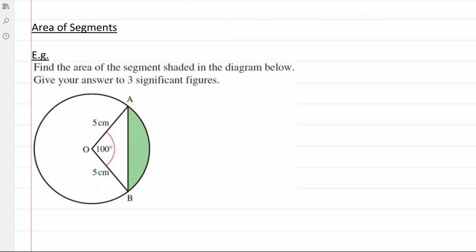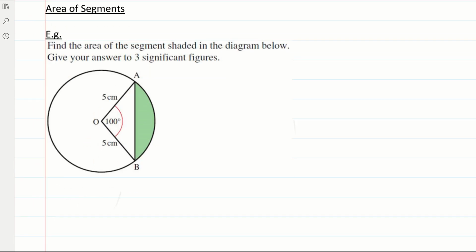Now we're going to look at the area of segments. A sector is a fraction of a circle that is surrounded by an arc and then two radii, a radius and a radius. A segment is surrounded by an arc and a chord. It's that green part, that's a segment. Find the area of the segment shaded in the diagram. Give your answer to 3 significant figures.